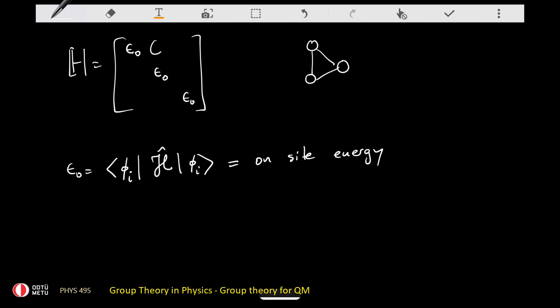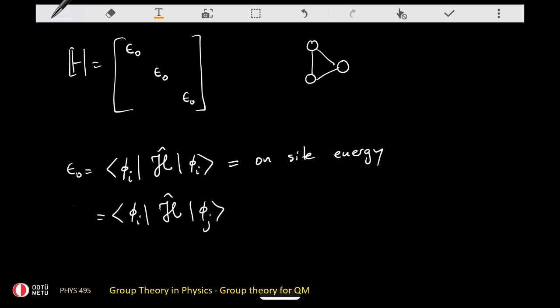And then there are these off-diagonal terms in here. What are these? They can be zero. They can also be non-zero. Usually they are non-zero. So I'm going to call, for example, the matrix element phi i, H, phi j.